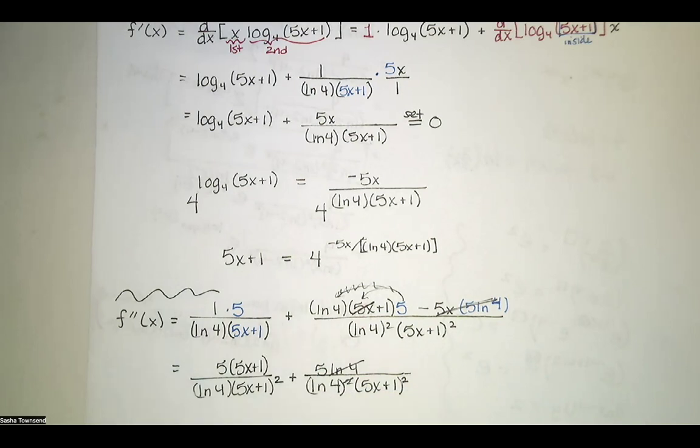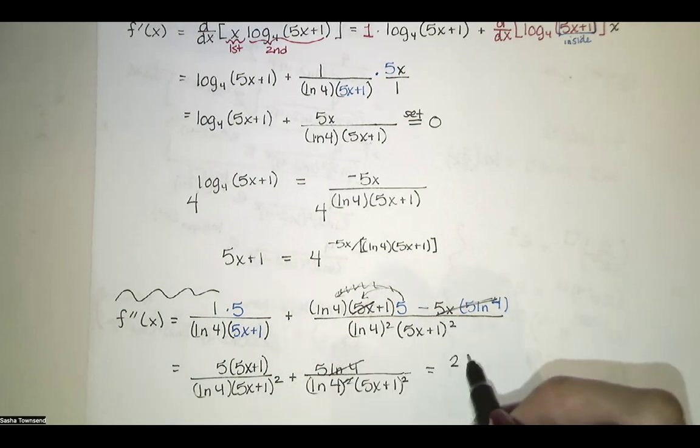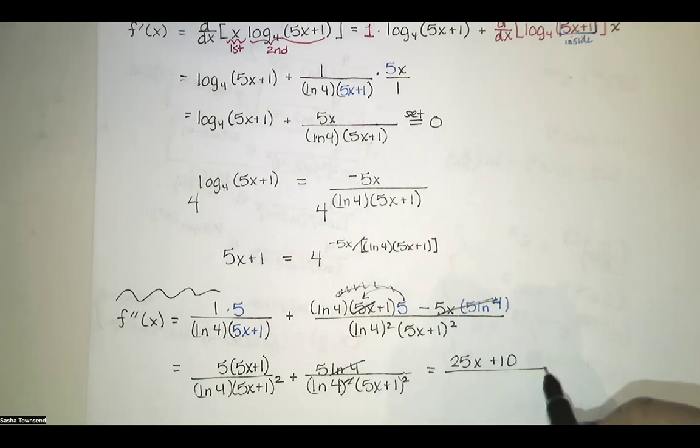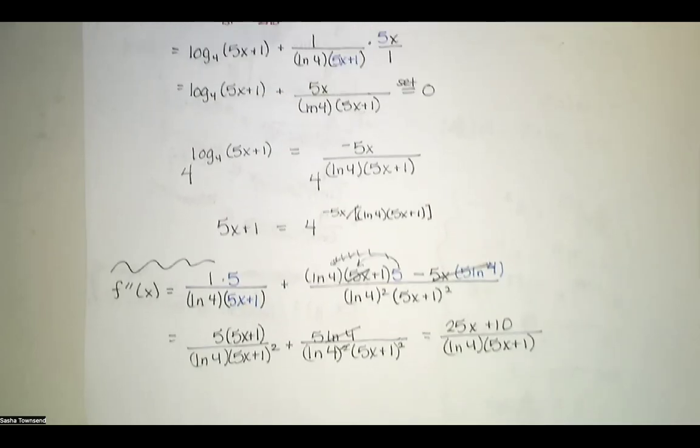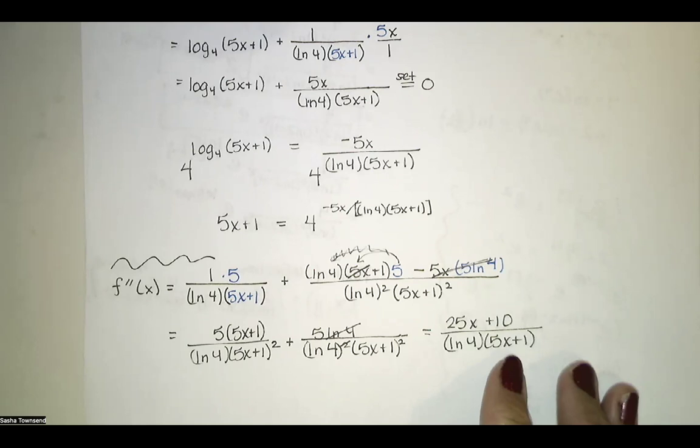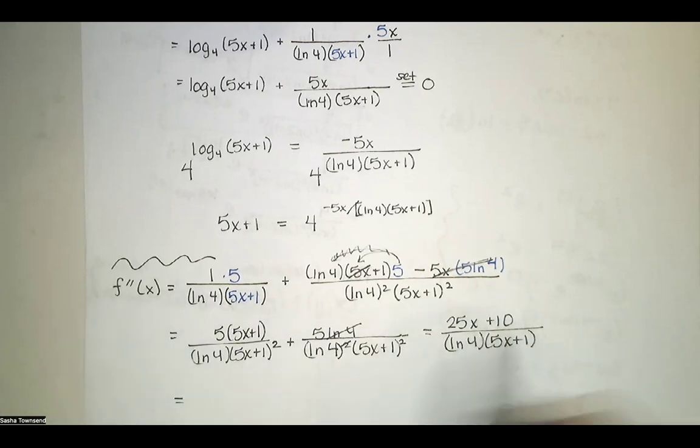So we'll multiply the numerator by 5x plus 1. That's cool as long as we do the same thing in the denominator. Now, if we add the numerators, we've got 25x plus 5 plus 5, so that's plus 10, all divided by natural log of 4, which is just a constant, times 5x plus 1. So that is our second derivative. That one I can actually solve. We can find out when that's 0. Factor out a 5 from that numerator. We have 5 times 5x is 25x. 5 times 2 is that 10.